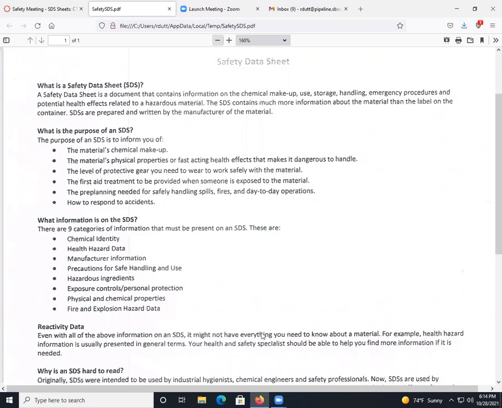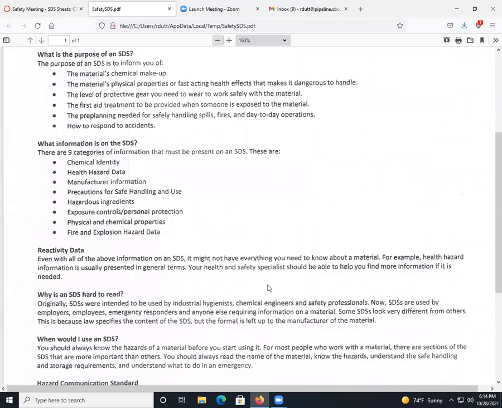Okay, so reactivity data. D'Angelo, would you read that, please? Reactivity data. Even with all of the above information on an SDS, it might not have everything you need to know about the material. For example, health hazards information is usually presented in general terms. Your health and safety specialist should be able to help you find more information if it's needed.